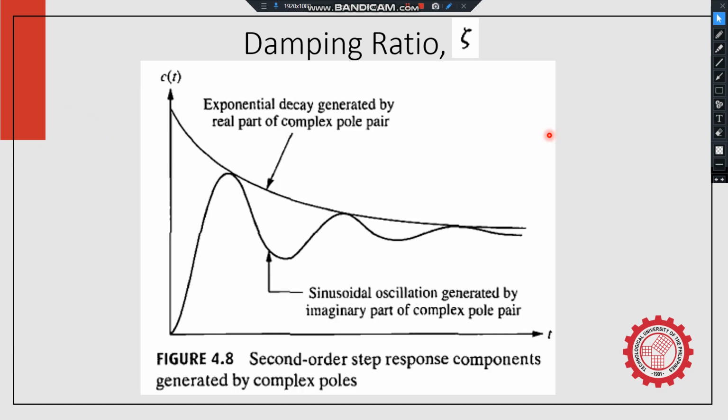So to illustrate, this is the so-called exponential decay generated by the real part of the complex pole pair. And this is the sinusoidal oscillation. This is the output response, this curve, and it is damping out. The oscillation is being damped.